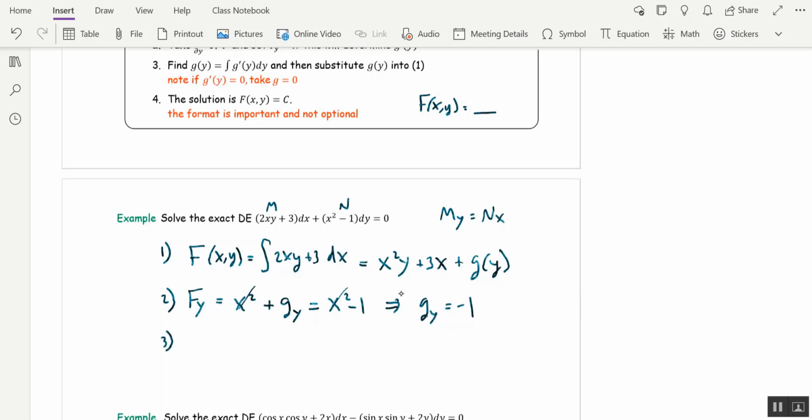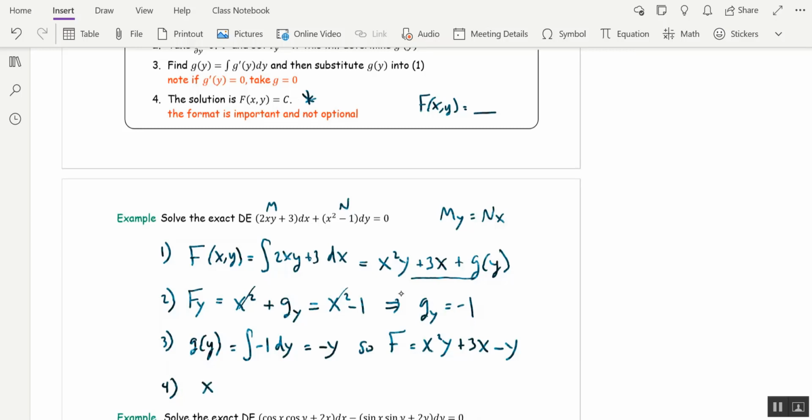So step 3, you can recover g by integrating with respect to y. G of y is the integral of -1 dy, which is -y. Okay, now put that into this guy. So big F is equal to x squared y plus 3x minus y. Okay, here's the mistake that a lot of students make at this point. They'll circle that and move on. That is not the answer, okay? The answer is the level curve, big F equals C. So step 4, the solution has to be this format, big F equals C. So take your big F and set it equal to C, x squared y plus 3x minus y equals C. That's your answer.